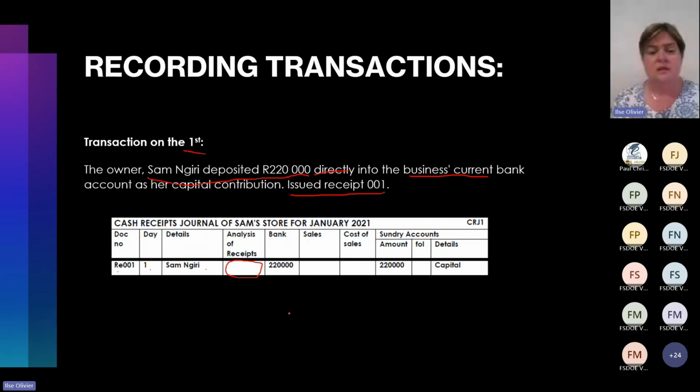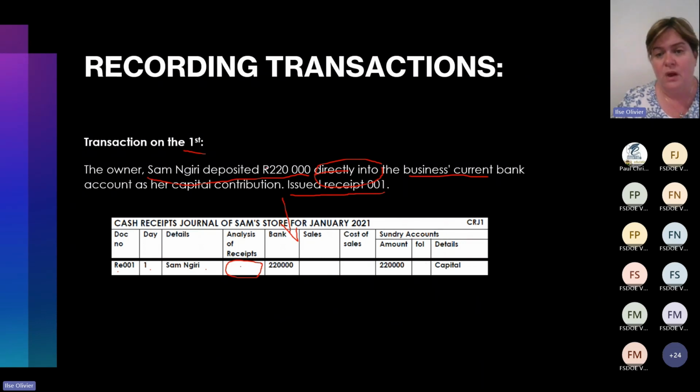Analysis of receipts is, I don't know if you guys played Monopoly, but if you played Monopoly, you will know that when you go past the beginning again, you receive 200 Rand. So if somebody comes to the business and pays the money at the cashier, then we go past the beginning and we put it in analysis of receipts. But if it goes directly into the bank account, you put it only in the bank account, 220,000, and it was not sales. Sales is only connected if there's a cost of sales; only when there's sales, there will be cost of sales. So the sundry account was also 220,000 Rand.